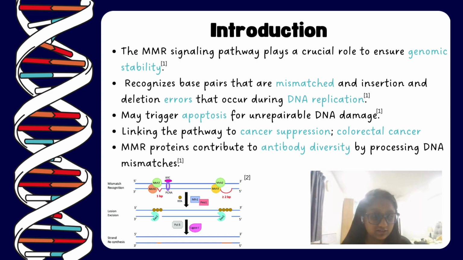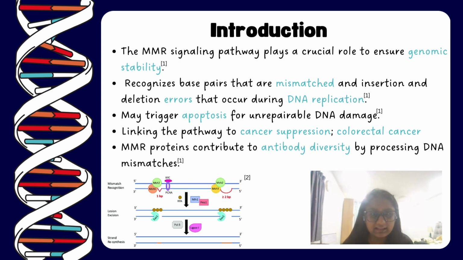it comes to ensuring the genomic stability in our body, and it also plays a couple of other crucial functions as well. As stated, it recognizes pairs that are a mismatch in our DNA sequence, and this could be due to errors that happen during the insertion and deletion process, especially during DNA replication. Not only that, but it also triggers apoptosis when the DNA damage in a DNA sequence is beyond repair.